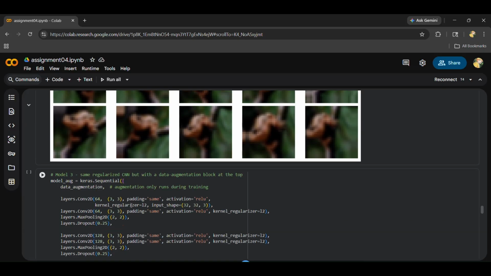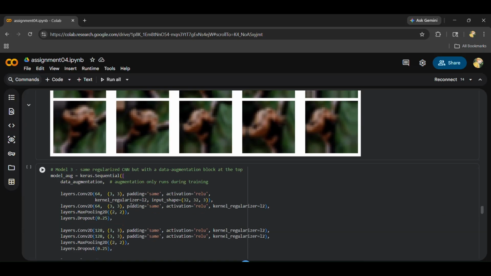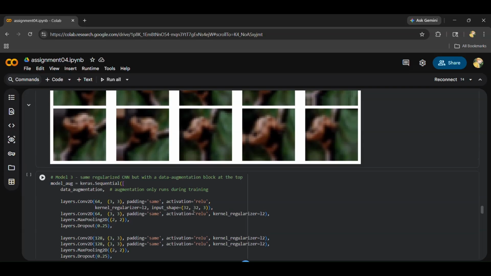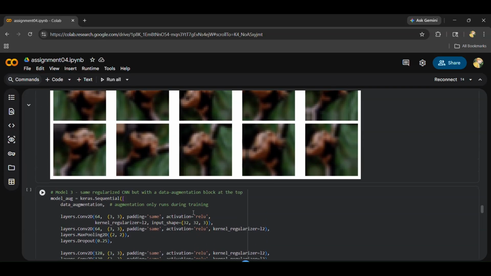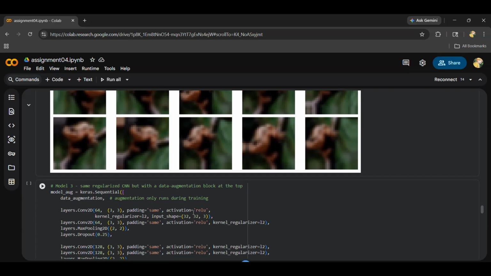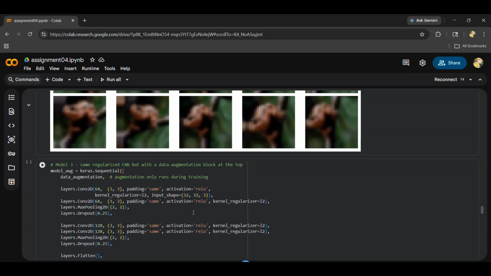You can see how the same image becomes slightly different every time the model sees it, so effectively the training set is infinite. This forces the network to learn features that are actually about the object, not about its exact position or orientation.